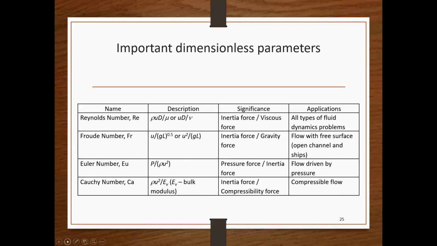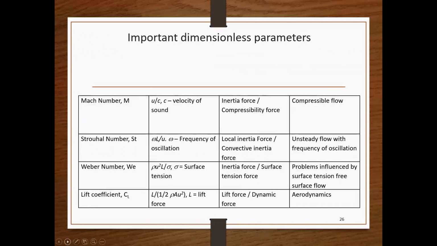So, the Mach number, M, is U over C, where C is the velocity of sound. It is the inertia force over compressibility force, for compressible flow. The Strouhal number, St, is equal to omega L over U, where omega is the frequency of oscillation. It is the local inertia force over convective inertia force, for unsteady flows with a frequency of oscillation.